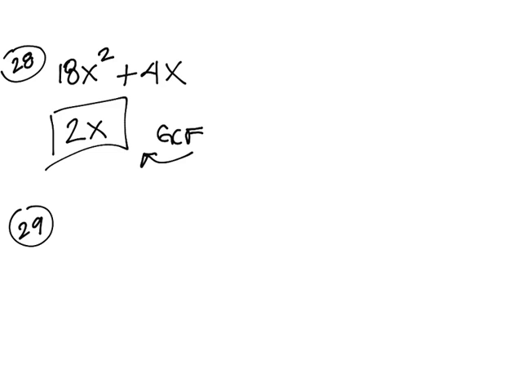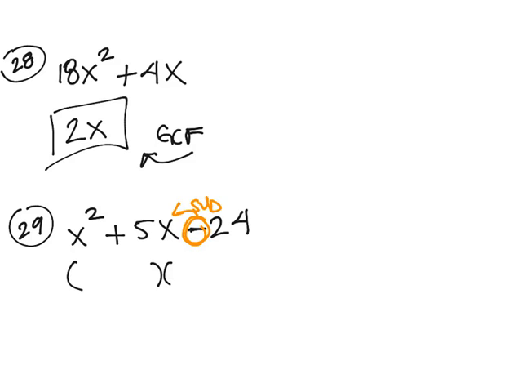29 wants you to factor x squared plus 5x minus 24. So our rule says, what are we doing to get 5x? We're subtracting. Awesome. So we're going to do 2 parentheses. What's at the front? X. And what two numbers from 24 did you use? 8 and 3. Very good.